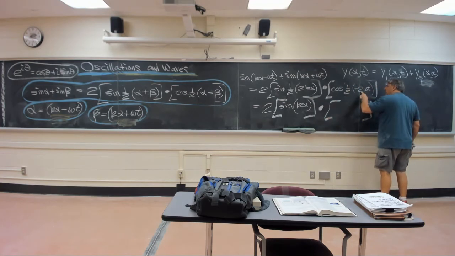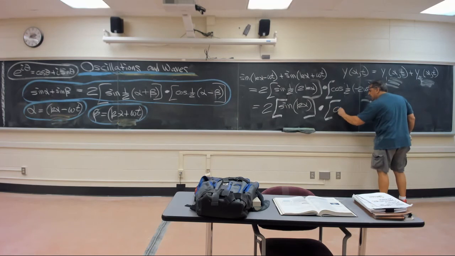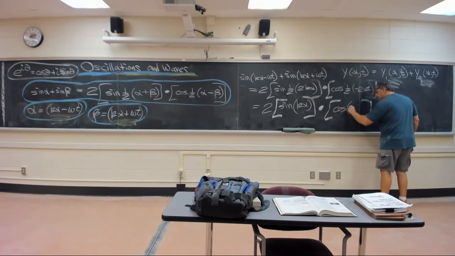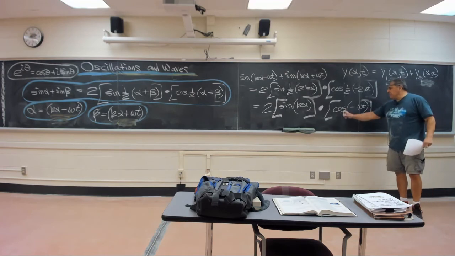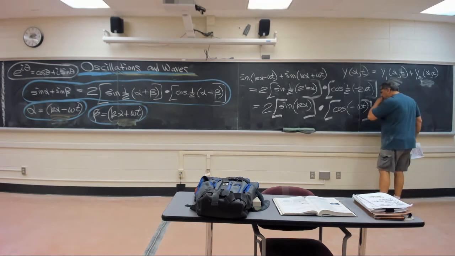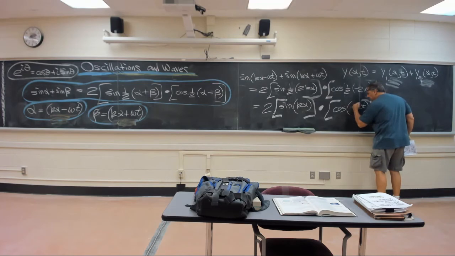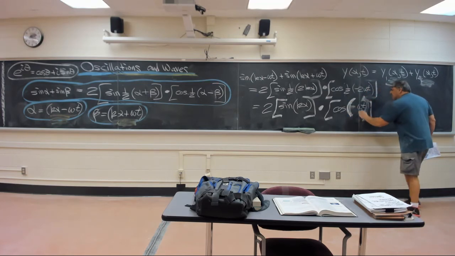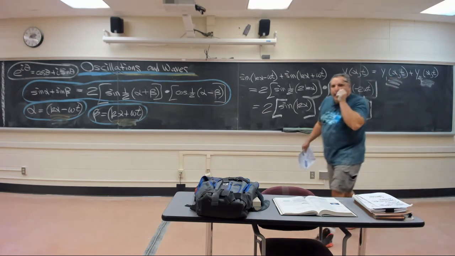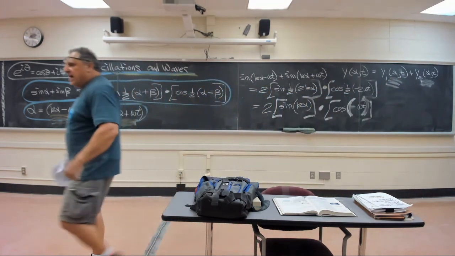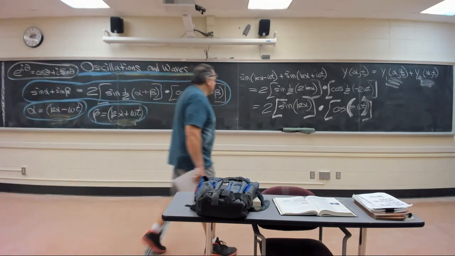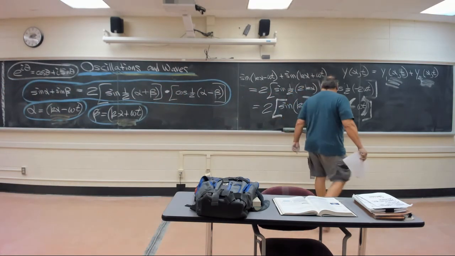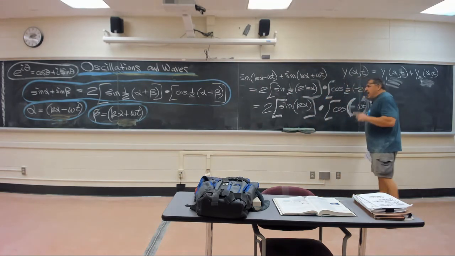Half of negative 2 omega t. The cosine of negative theta is the same as the cosine of positive theta. You can just as easily write it like this. It was negative omega t, but cosine of negative something is the same as cosine of positive something. This is interesting. They ain't moving.